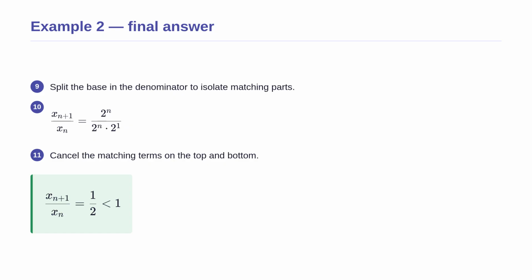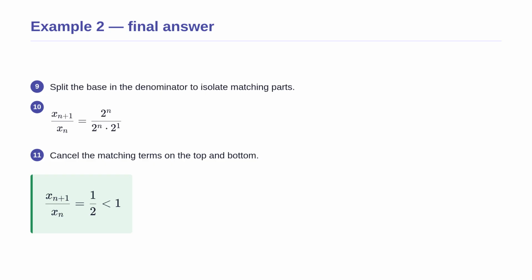Let us finish this proof. We can simplify our expression using the basic rules of exponents. The term in the denominator, 2 to the power of n plus 1, can be split into two separate bases, 2 to the power of n times 2 to the power of 1. This allows us to clearly see matching terms on the top and the bottom of our fraction. The 2 to the power of n terms cancel each other out completely, removing the variable entirely.